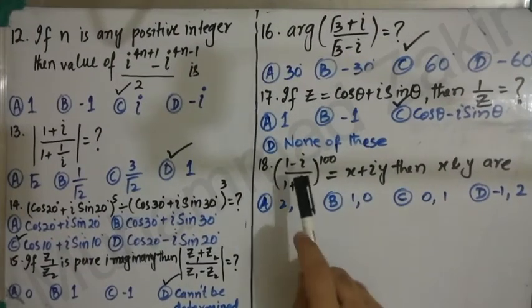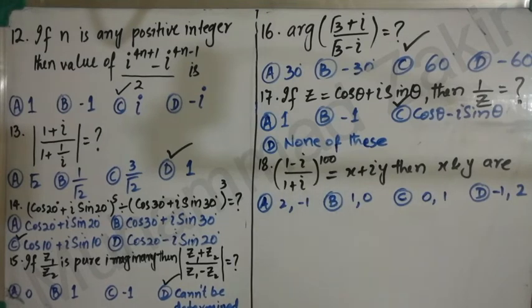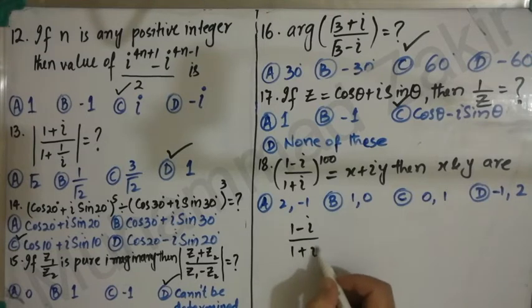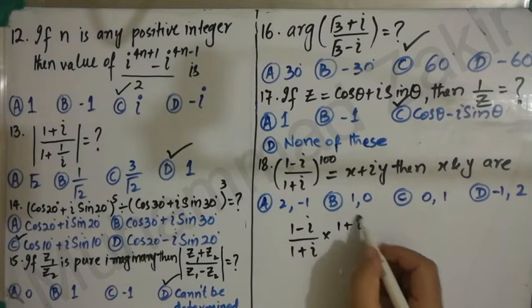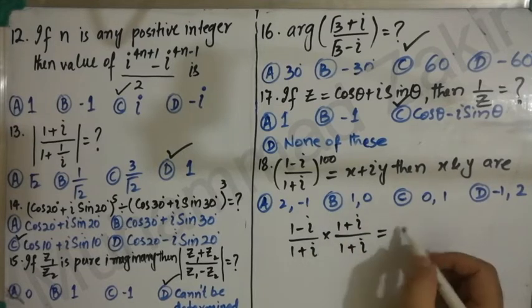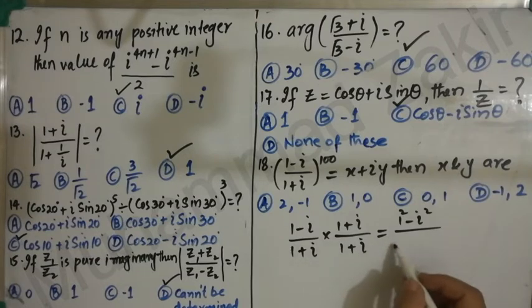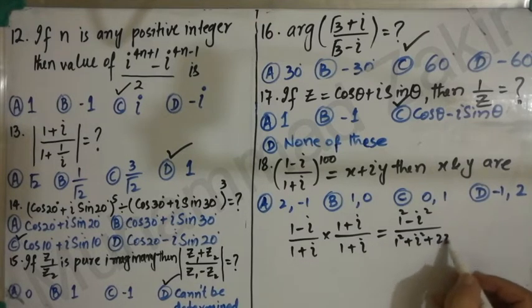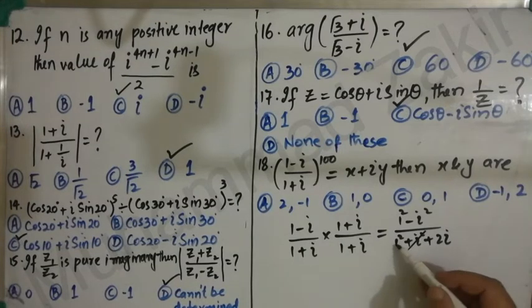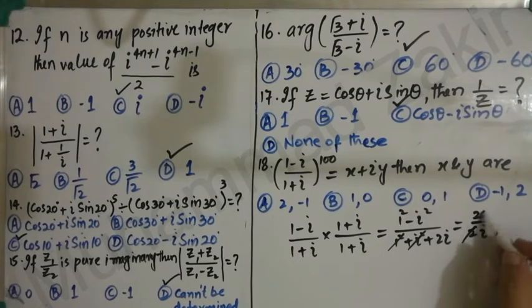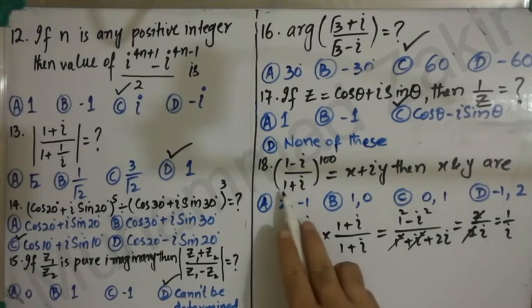Let's look at the next question. ((1 − i)/(1 + i)) to the power 100. We need to know what it is equal to. For (1 − i)/(1 + i), multiply and divide by the conjugate. The numerator will be (a − b)², and the denominator a² − b². Numerator gives a² + b² − 2i. The terms cancel, as i² is −1, so +1 and −1 cancel. Finally this is equal to −2i/2, which is −i, or 1/i.